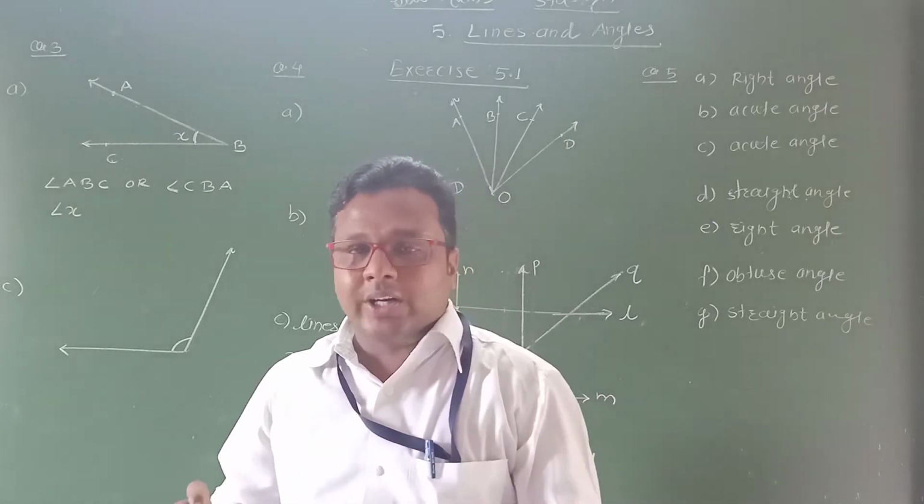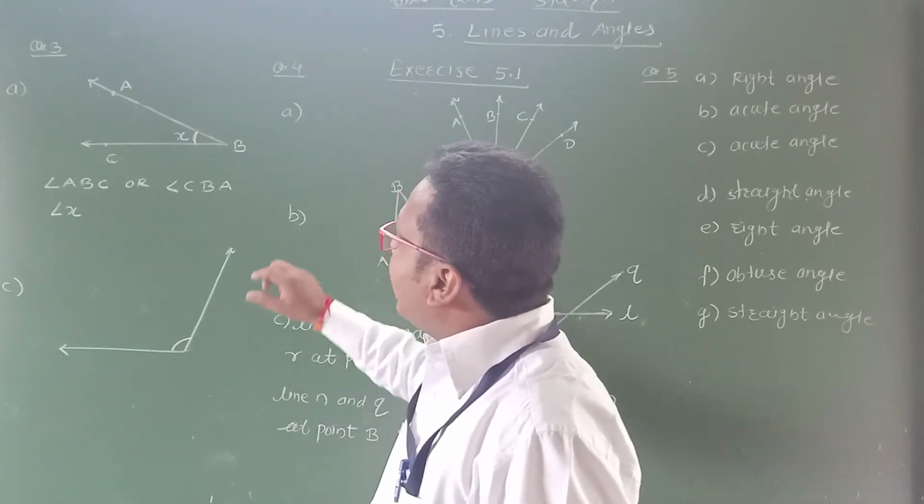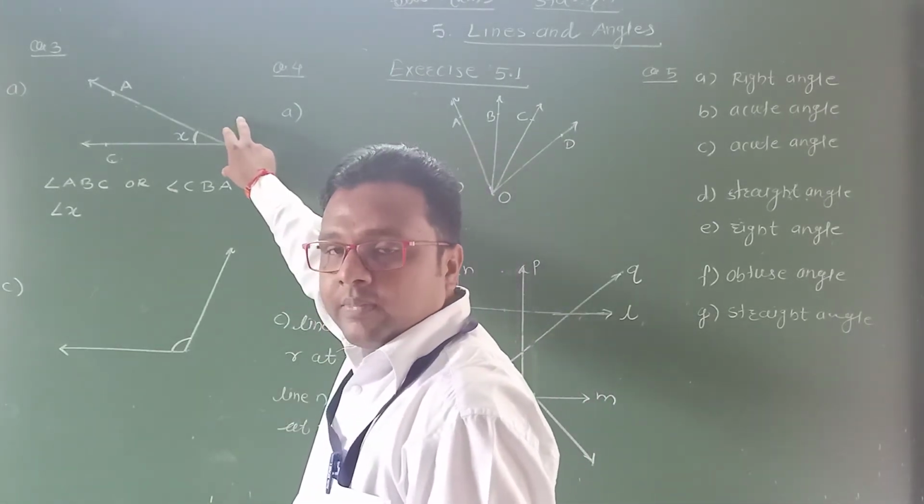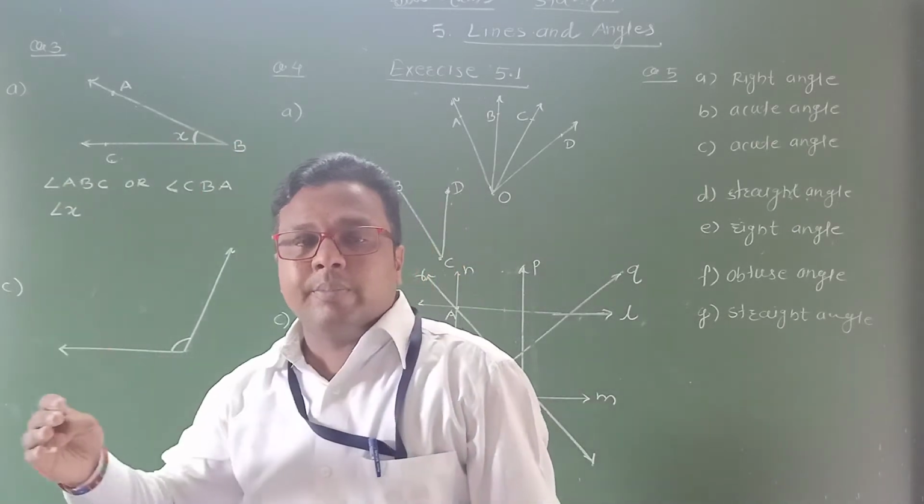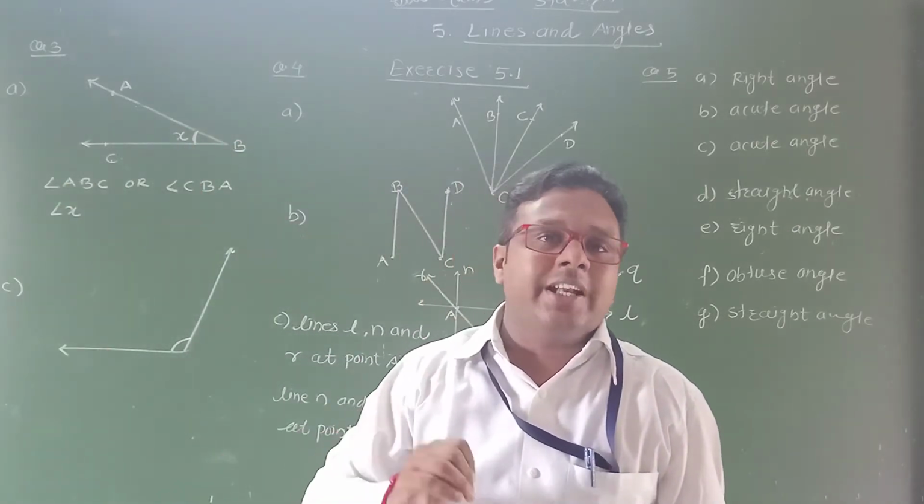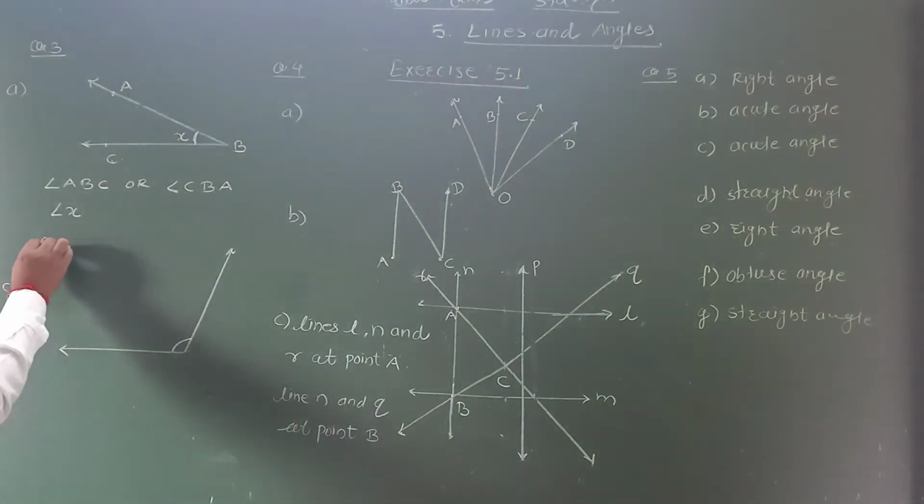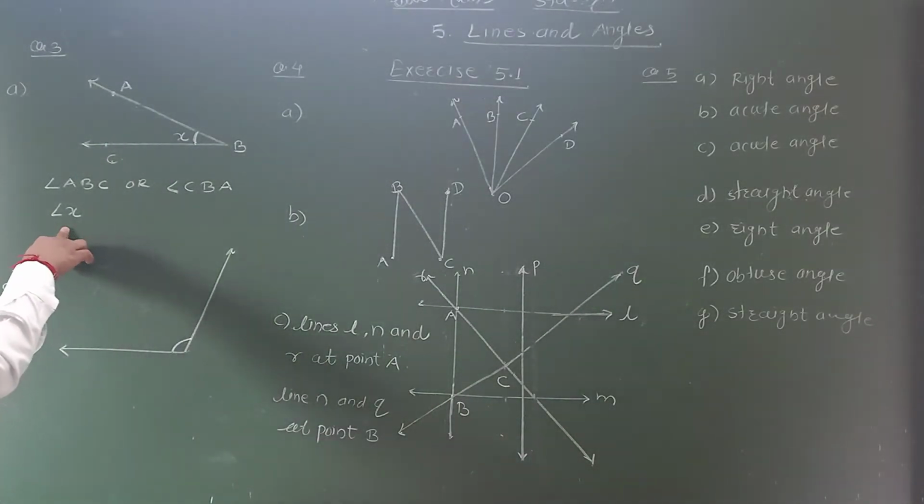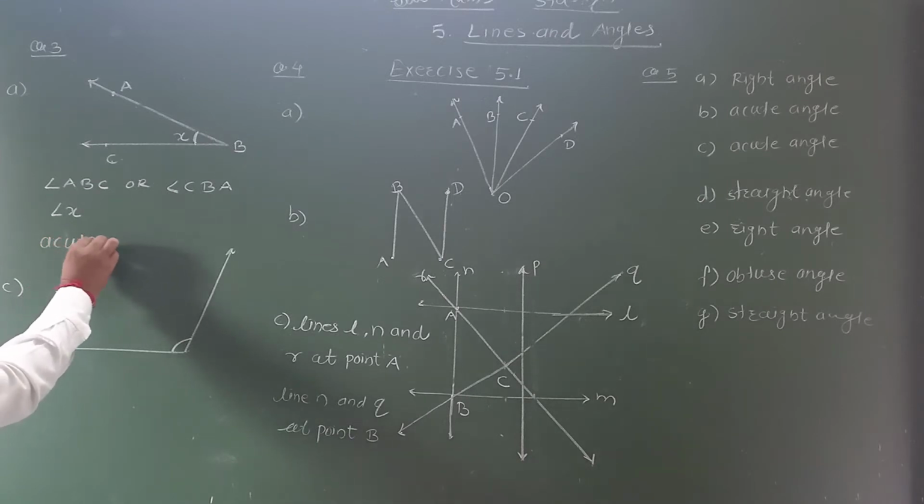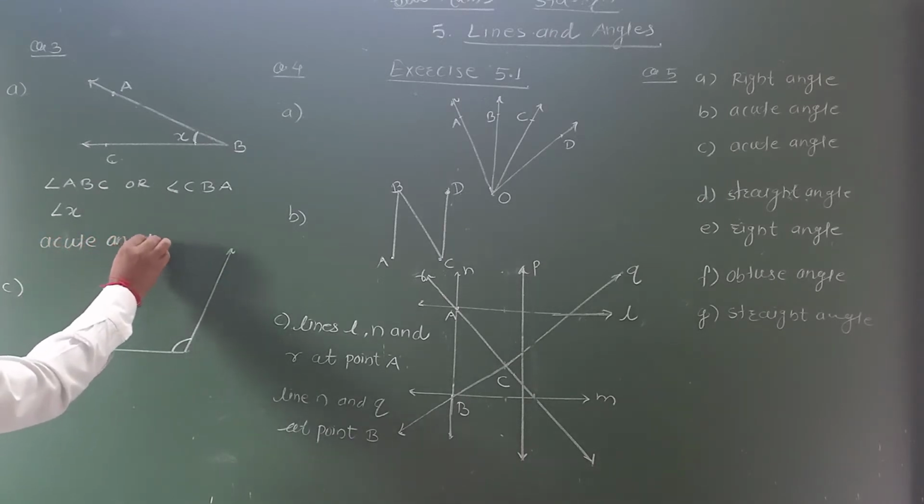Okay students, I hope you understand that. Then we have to write the type of angle. The measure of this angle is less than 90. Therefore the type of angle is what? Acute angle. This is the acute angle. Clear?